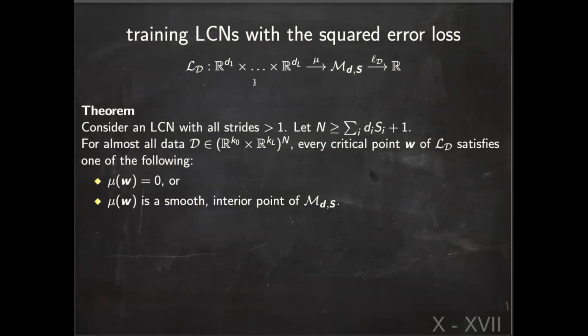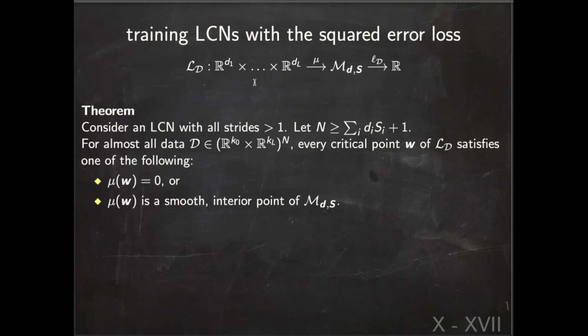So here, for almost all, you could take any probability distribution on this set. What we prove technically is that there is an algebraic hypersurface in this space, the discriminant, like in the previous talk. And if you're outside of that discriminant, then every single critical point is a smooth interior point or zero.